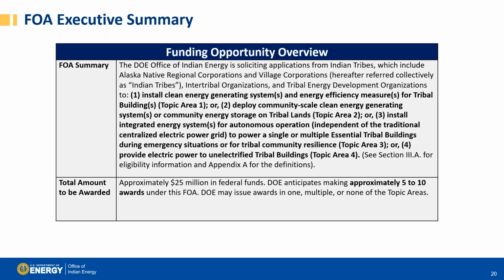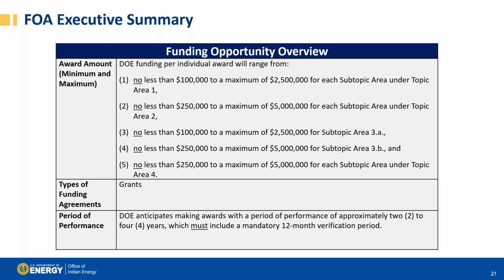Okay, let's go to the next slide. We are on slide 21. Some additional key information that's related to this FOA. As indicated, depending on whether your proposed project is facility scale or community scale, the FOA establishes the minimum and the maximum amount of DOE funding per award.